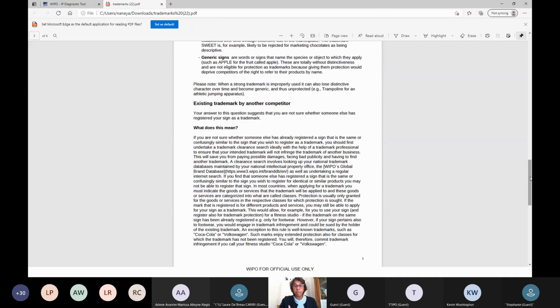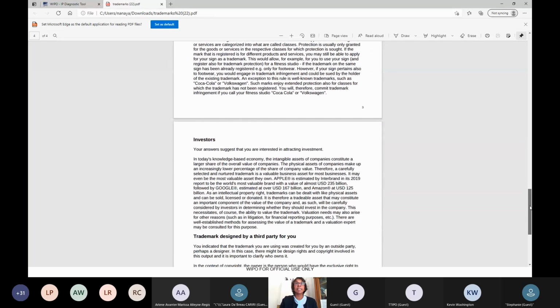Then the question was asked about whether anybody else had registered your trademark, and we answered we don't know about that. And it says your answer to this question suggests that you're not sure whether someone else has registered your sign as a trademark, and what does this mean? And it explains, if you're not sure whether someone has already registered a sign that is the same or confusingly similar to the sign that you wish to register, you should first undertake a trademark clearance search, ideally with the support of a trademark professional, so that you ensure that you're not infringing somebody else's trademark by trying to register that trademark. And then it goes on to explain the importance of that. It explains the importance of investors and the value a trademark can have.